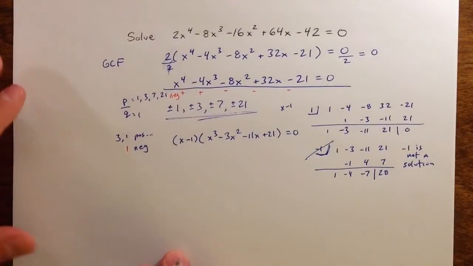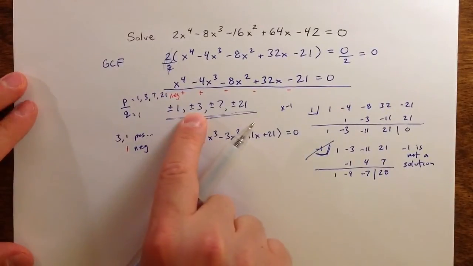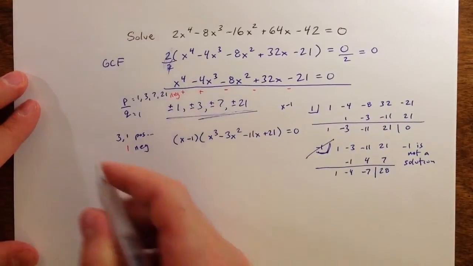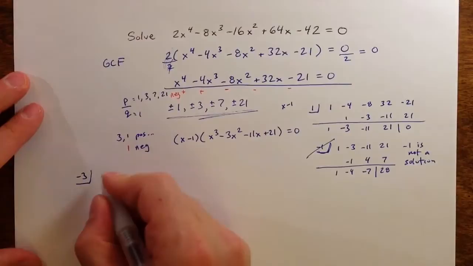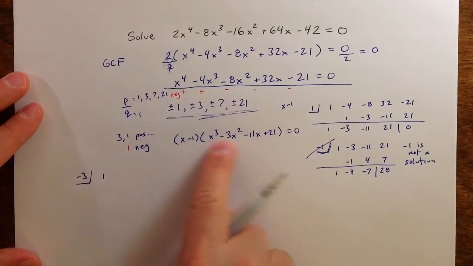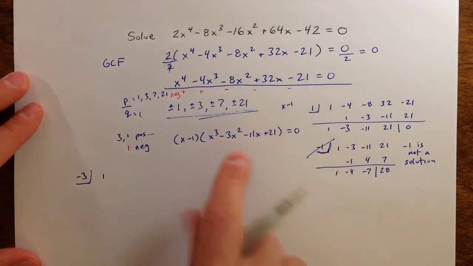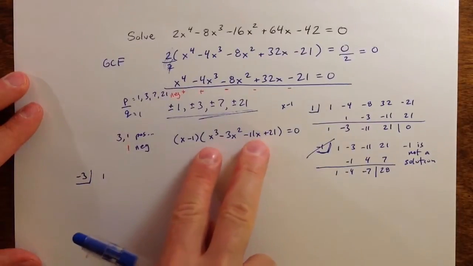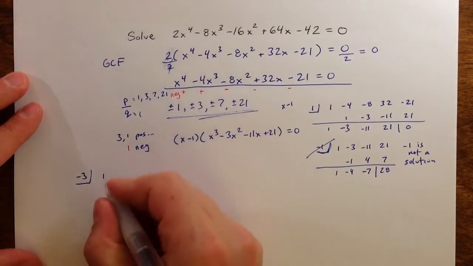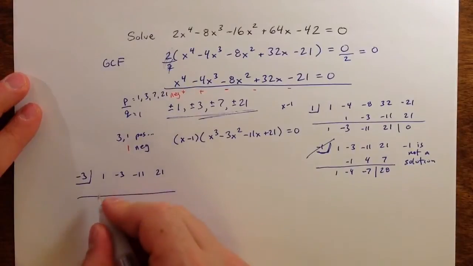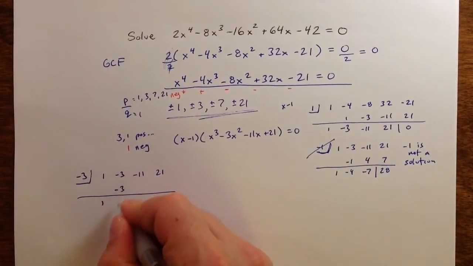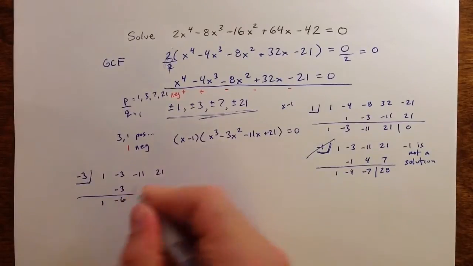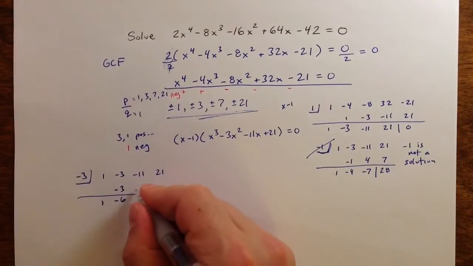Well, another option would be the next positive or negative number. So let's see if -3 is a solution. Again, I want to use the coefficients of the quotient from my first problem. We're just kind of looking for solutions that make this factor equal to 0. If I bring down a 1, multiply by -3, I get -3. Add, I get -6. Times -3 is 18, positive 18.